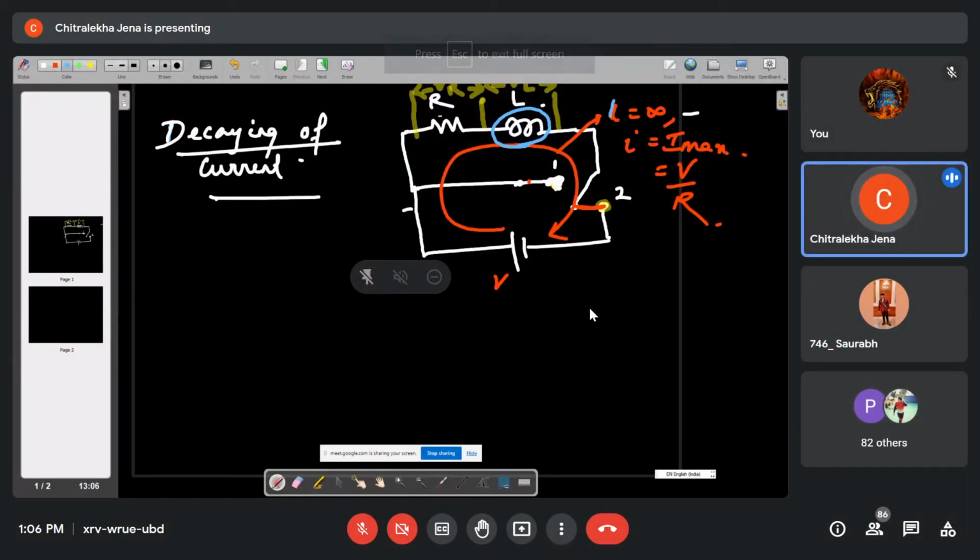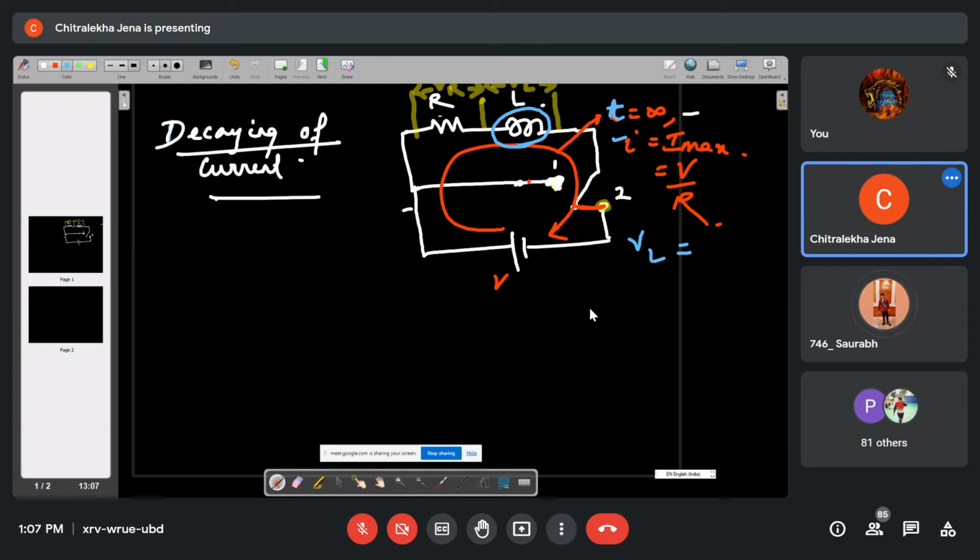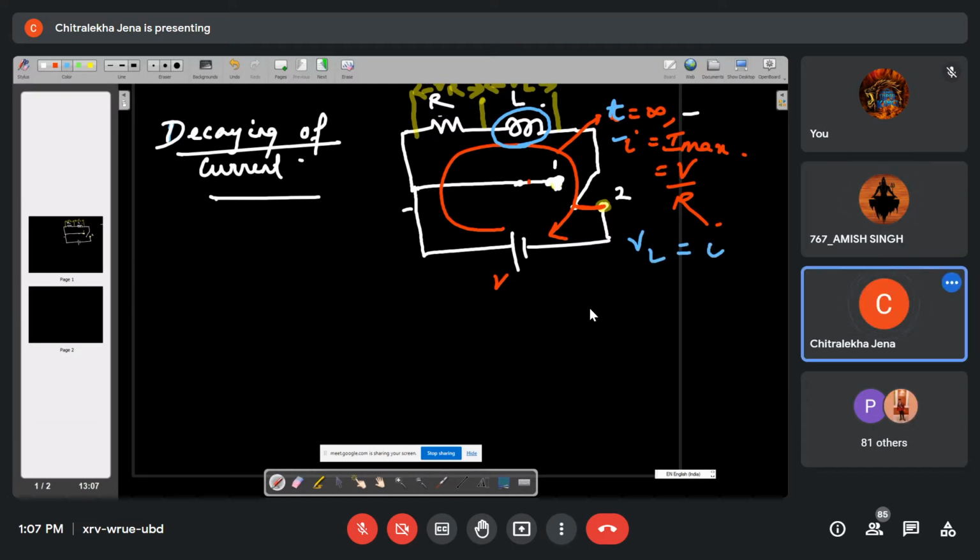When t is equal to infinity, think of all these things because this is important. At t infinity, the current is maximum. What about the inductor? Zero. VL is equal to 0. What will be the inductor voltage? VL is equal to how much? 0. Very good. All of you got it? Anywhere you do not understand, please ask. So now the inductor is having a potential difference of 0.